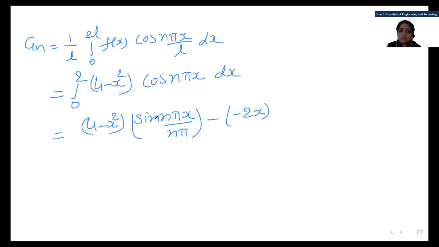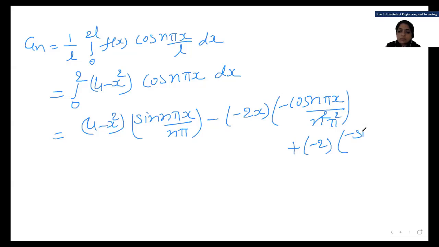Now the integration of this sine is minus cos, theta will remain same, that is minus cos n pi x upon n square pi square, plus, now the derivative of this minus 2x is minus 2, integration of this is minus sine n pi x upon n cube pi cube, okay, and the limits are 0 to 2.